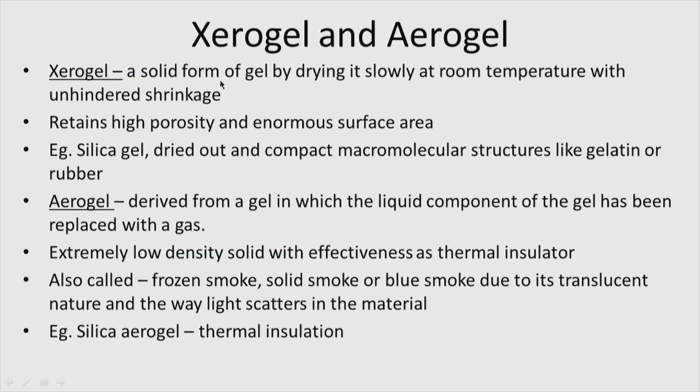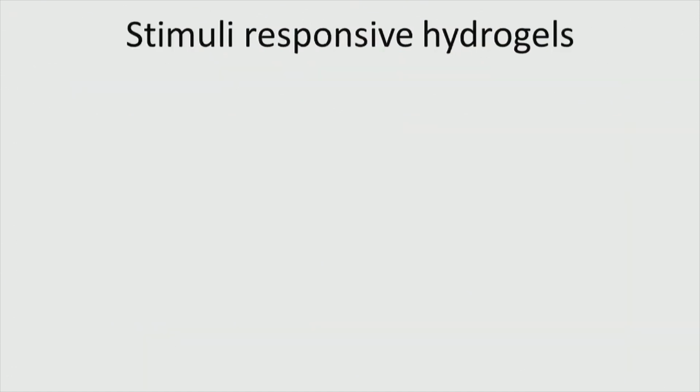So, we have two types of gels. Xerogel, we are allowing it to dry with unhindered shrinkage. So, it has very high porosity and enormous surface area. Aerogel, we have air or any gas molecules inside those voids. Okay, so, they have very low density and very lightweight, and they are very good thermal insulators.